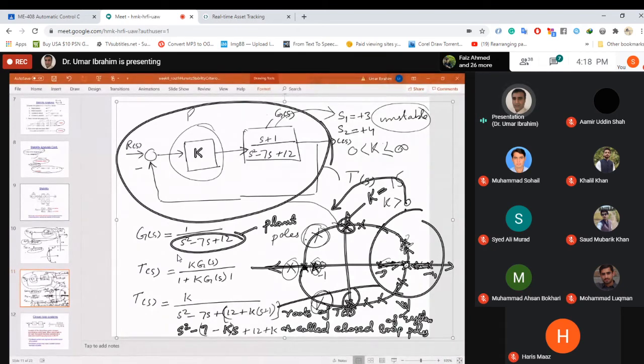It can be a proportional controller, a PD controller, a proportional integral controller, or a PID controller, or any other control. There are a lot of controllers in control systems. So it can be any controller.